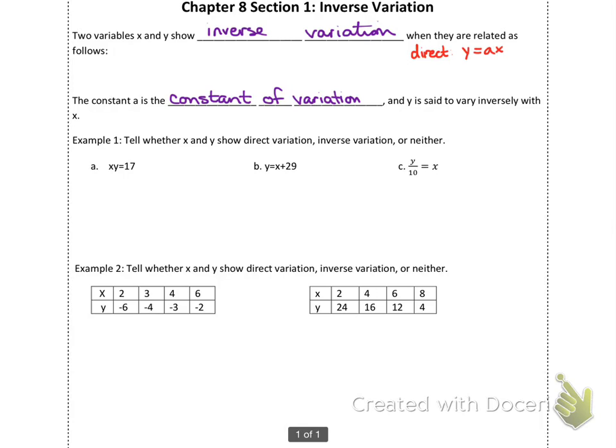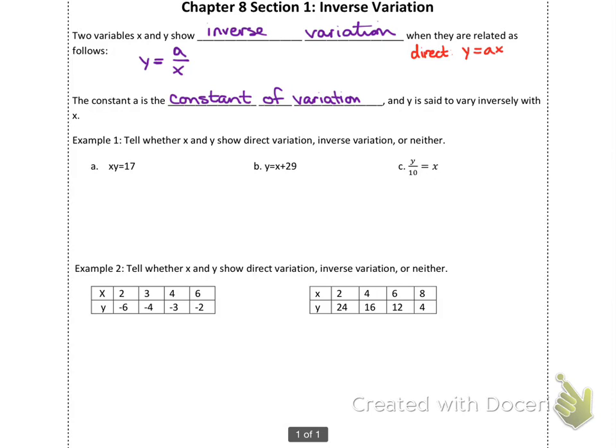So two variables, x and y, show inverse variation when they are related as follows: y equals a divided by x. So instead of multiplying, we're doing the inverse, which is dividing, where a is the constant of variation, that's its name, and y is said to vary inversely with x.